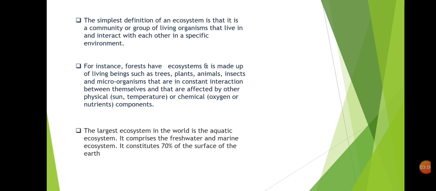Now what are physical components? Sun and the temperature. And chemical components, the oxygen or the nutrients that they get. As we all know, our earth is covered with water. 70% of our earth is covered with water, 71%. So the largest ecosystem in the world is the aquatic ecosystem. It comprises freshwater and marine ecosystems.